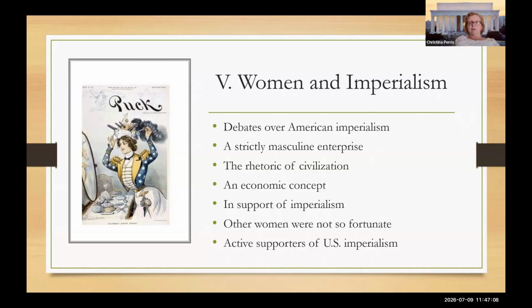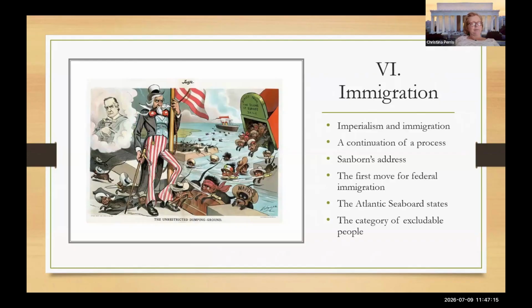So we now come to immigration. For Americans at the turn of the century, imperialism and immigration were two sides of the same coin. The involvement of American women with imperialist and anti-imperialist activity demonstrates how foreign policy concerns were brought home and became, in a sense, domesticated.